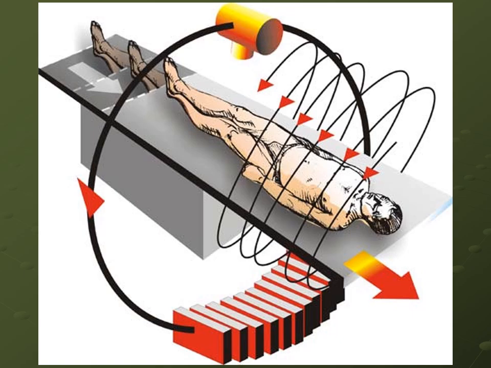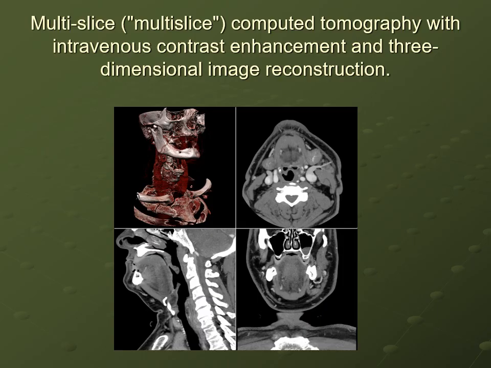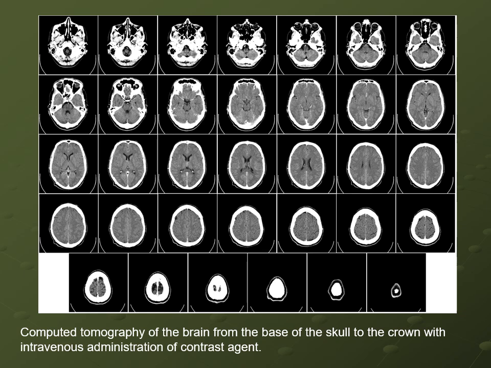Well, you can also look at spiral computed tomography. That is, here we have a rotation of the X-ray tube and the sensor in a circle, but the person moves on the table, so the scanning takes place in a spiral. And you can see examples of computed tomography.